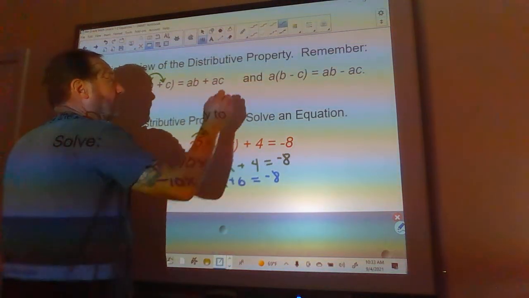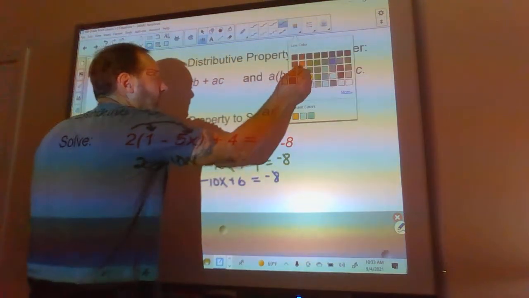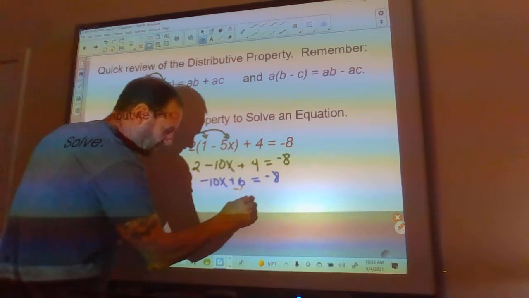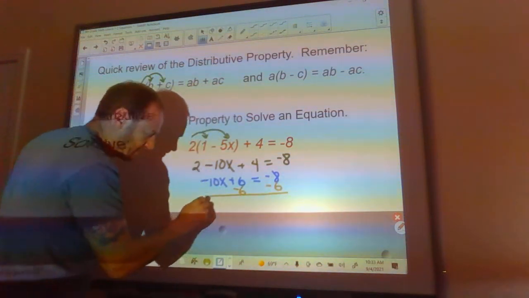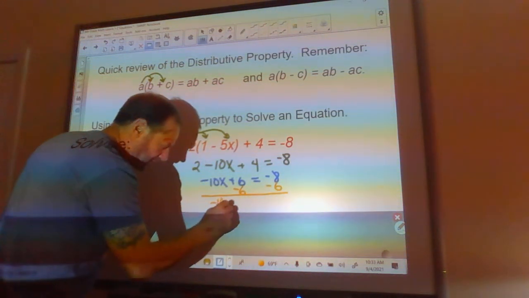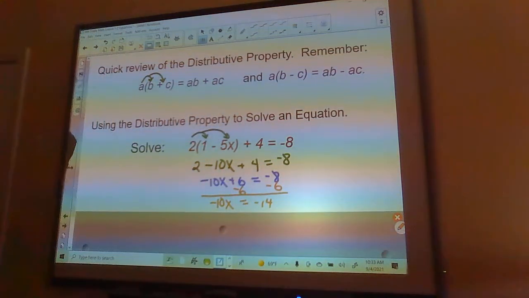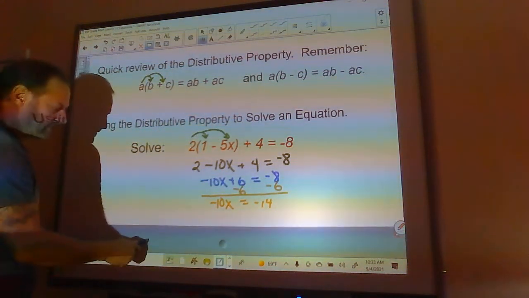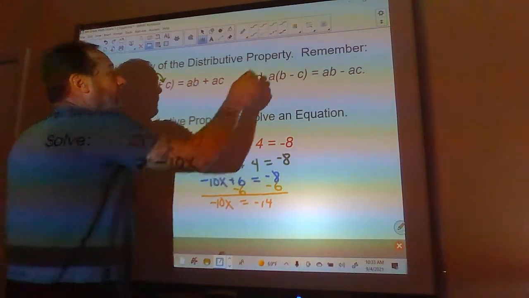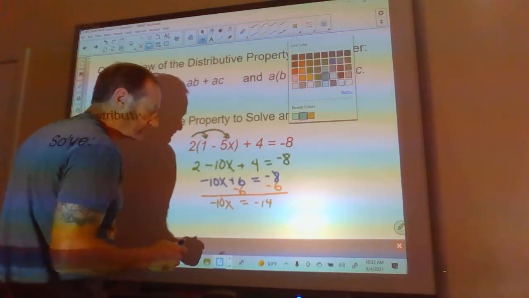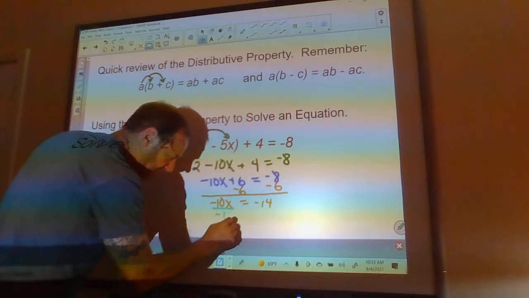And now I need to get rid of this 6. I'm going to subtract the 6 from both sides. So -10x equals -14. Okay, and then next, I'm going to divide by -10.